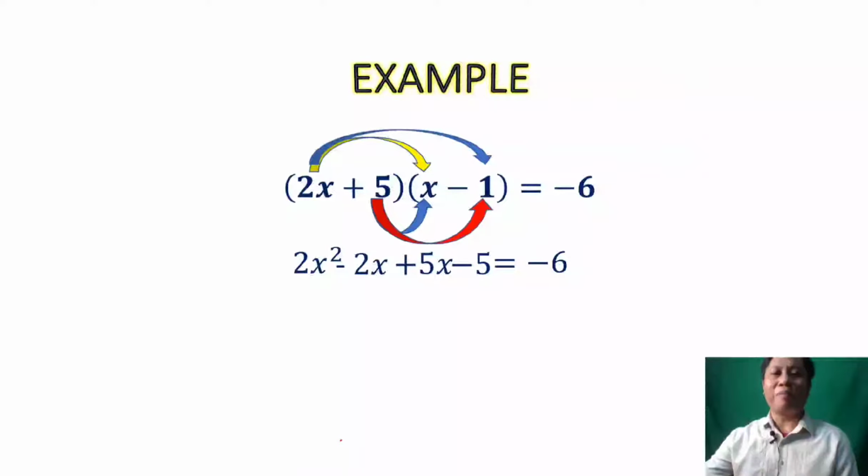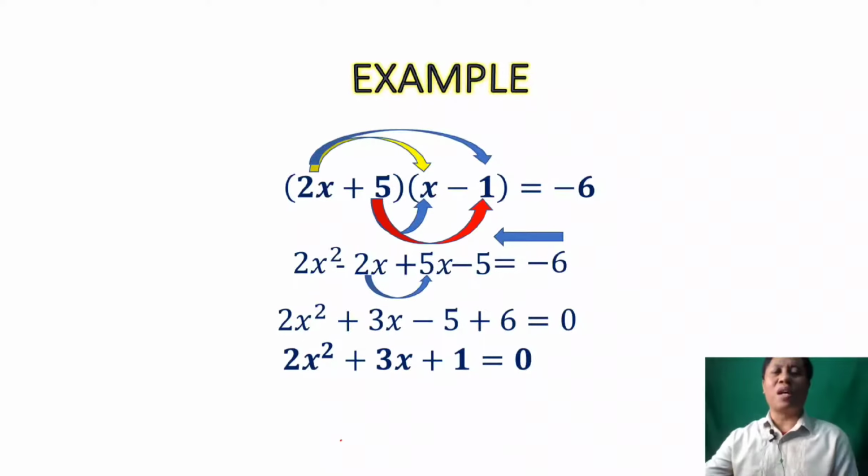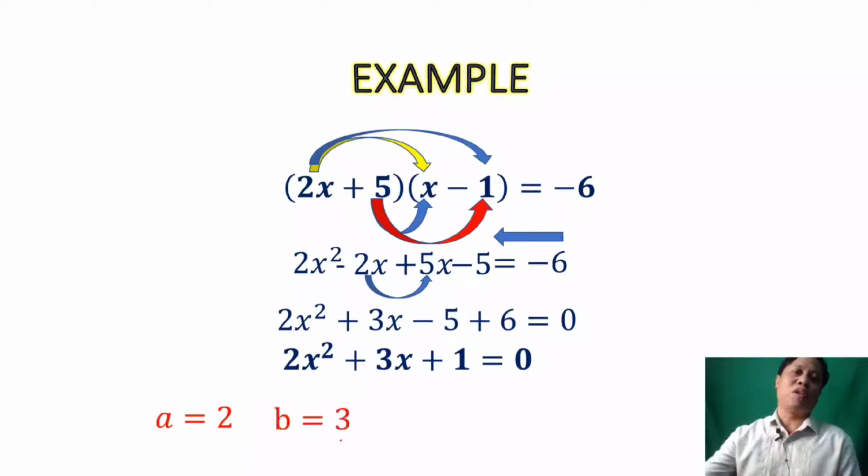Then we combine negative 2x and 5x because they are similar terms. Then we transpose negative 6 to the left side. So you have 2x squared plus 3x minus 5 plus 6. And we combine again negative 5 and 6. So the final is 2x squared plus 3x plus 1 equals 0. That's the standard form. Now identify the values: a is 2, b is positive 3, and c is positive 1.